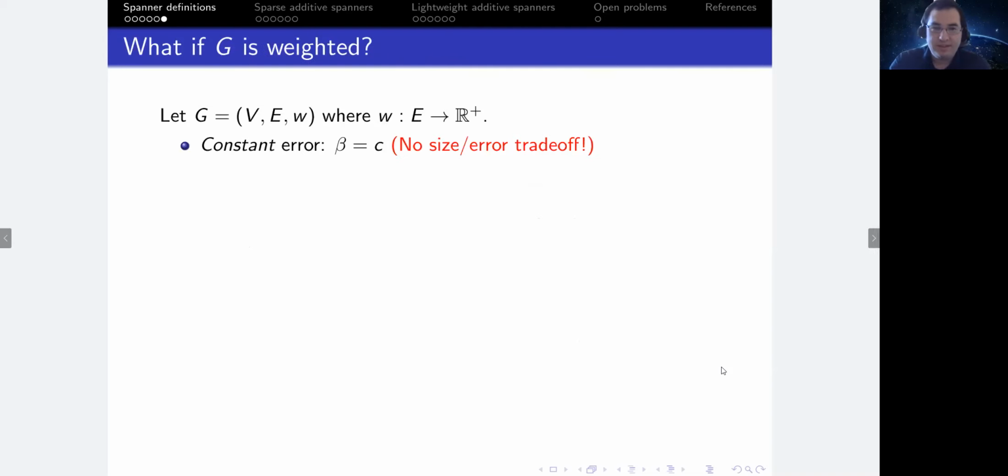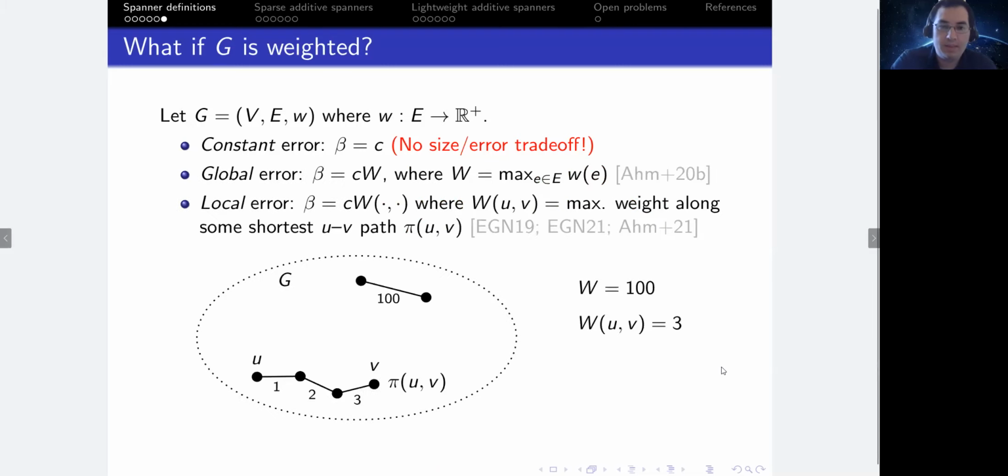All of these results are in unweighted graphs, but what if G happens to be edge-weighted? In this case, we have to be a bit careful with how we define the notion of additive error. One immediate way we can define additive error is to assume a constant error. However, this is not really interesting since we can always scale the edge weights large enough such that the graph has no non-trivial spanner.